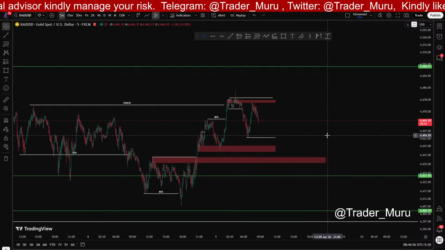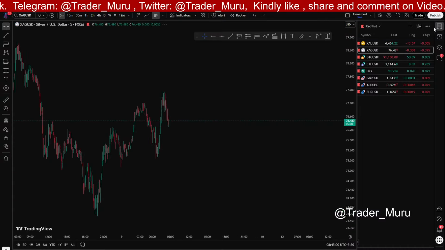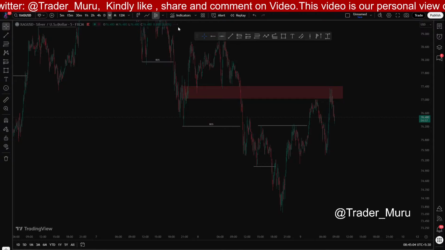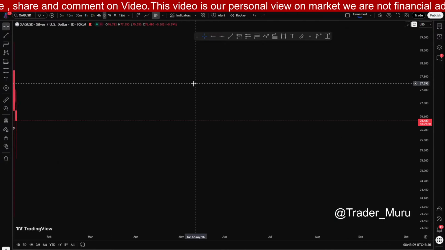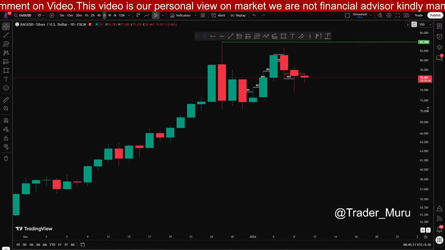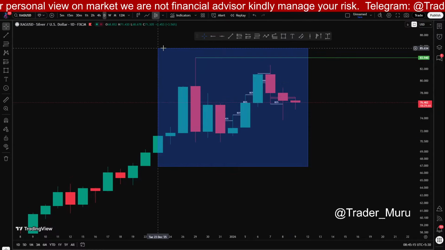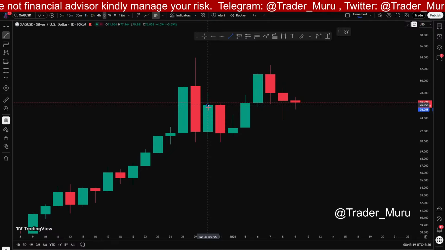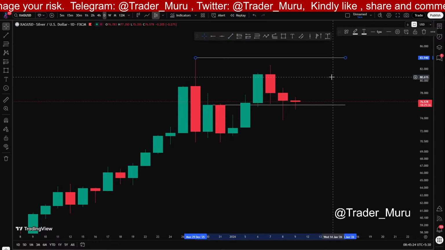So this is gold right now, and now let's see silver. Silver is strongly bullish and it is holding these areas as a retest, and this can be your target.